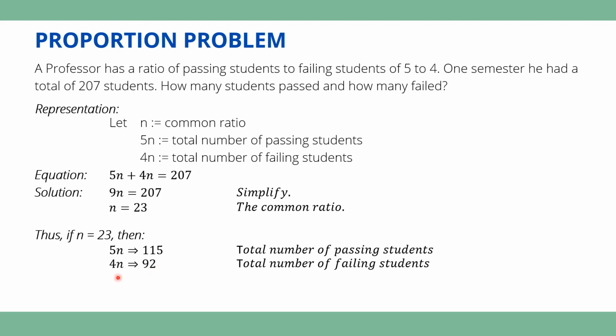So how did we do this? How did we compute 115 and 92? We simply evaluate, or substitute, our computed value 23 into our terms, which are 5n and 4n. We just multiply them. Then this is the answer we got. Double check: 115 plus 92, is it equal to 207? Definitely, that is equal to 207. So, this is the answer for our last example.